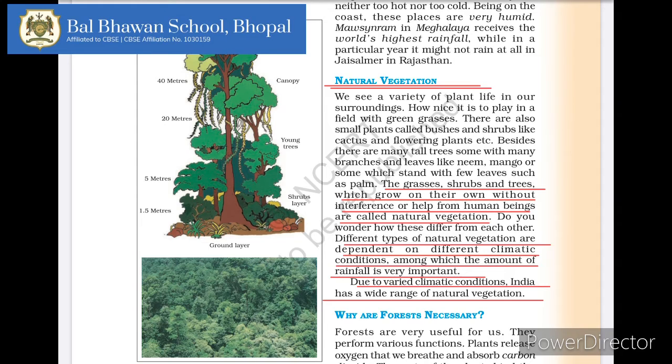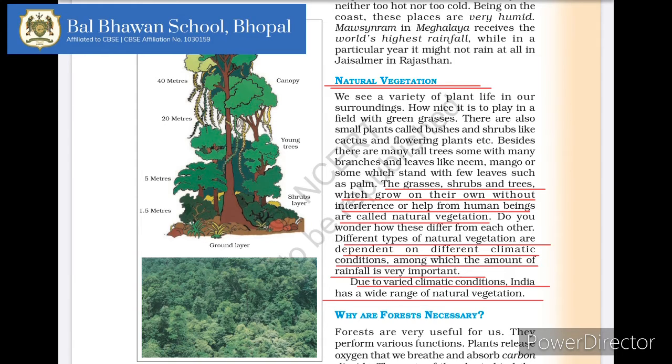We see a variety of plant life in our surroundings. How nice it is to play in the field with green grasses. There are also small plants called bushes and shrubs like cactus and flowering plants. Dear students, you must have seen so many trees and plants in your surroundings, and definitely you enjoy the greenery in your locality. Besides these, there are so many tall trees with many branches and leaves like neem and mango.